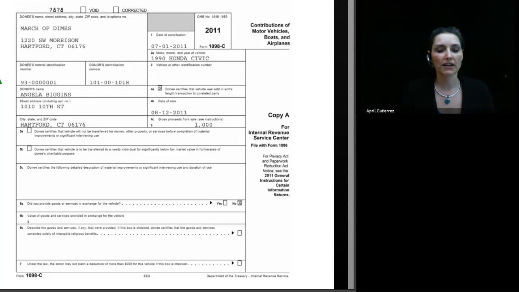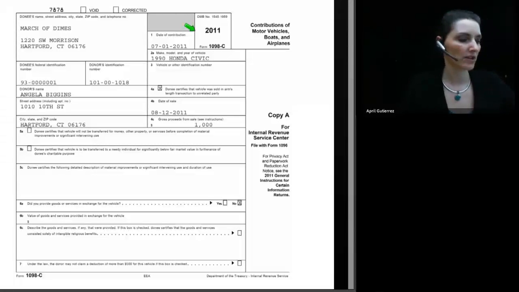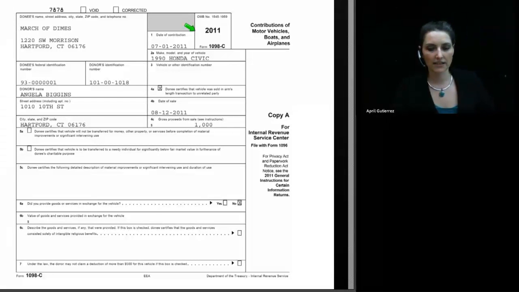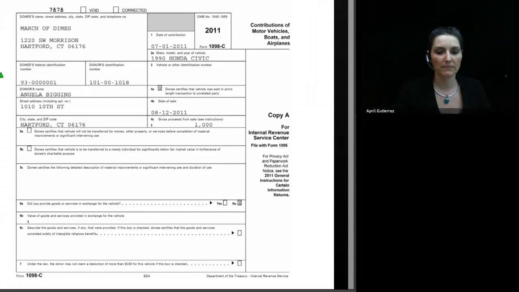So when we electronically file a tax return where a client is claiming the donation of a car, boat, or aircraft that was sold at auction and a 1098-C was issued, that 1098-C needs to be attached to Form 8453 and mailed to the IRS. It's the responsibility of the electronic return originator to do that. So this particular 1098-C was issued to Angela Biggins by the March of Dimes, and it's showing the gross proceeds from the sale of that vehicle were $1,000. That's going to be the amount she is allowed to deduct.